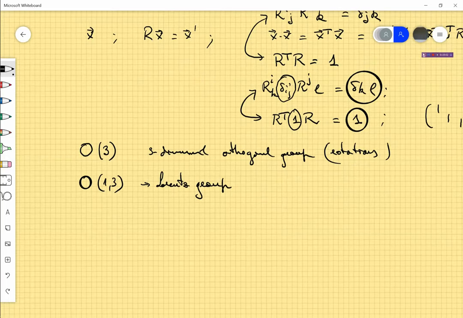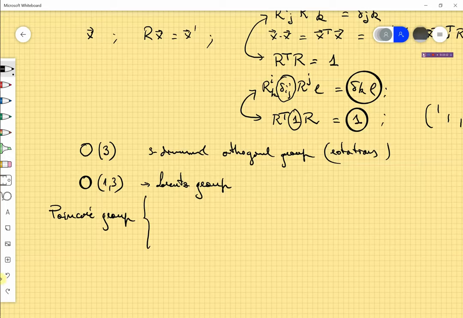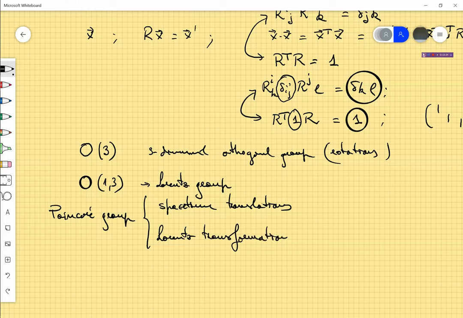So summarizing, we have arrived at the result that the Poincaré group contains space-time translations and Lorentz transformations that we will study in a bit more detail. Space-time translations, remember, have this form, where a^mu is a set of constants, so it's a vector, and Lorentz transformations have this form.